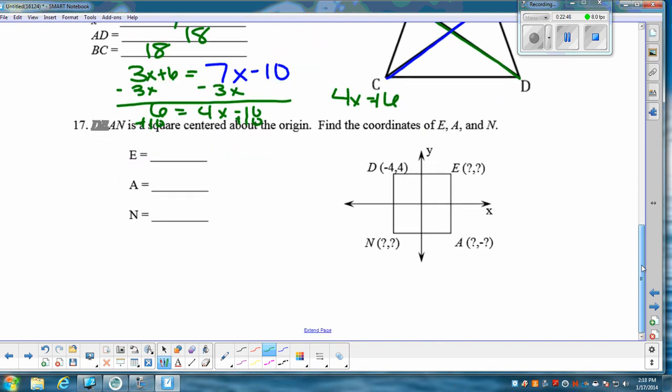Now everyone's favorites, your coordinate planes. This one's actually numbers, so we're okay. To get to point D, we know we had to go over 4 and then up 4. So we know all of our points are going to deal with 4s, just different positives and negatives depending on our quadrants. So since E is in quadrant 1, positive 4, positive 4. A is in quadrant 4, positive 4, negative 4. And N is in quadrant 3, so we're all negatives, so that's negative 4 and negative 4.